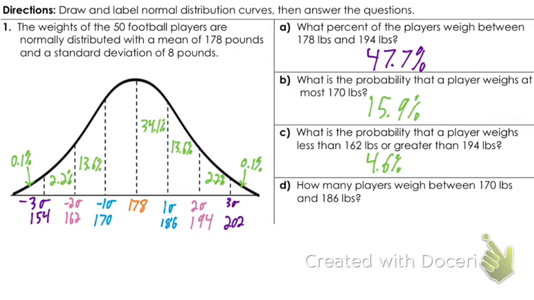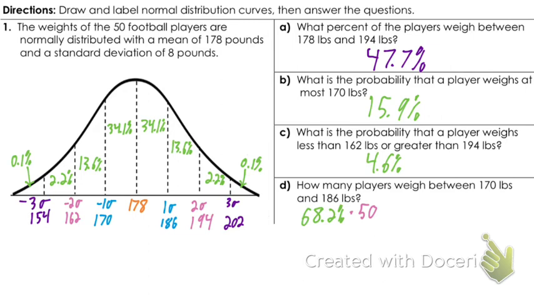Okay, letter D. How many players weigh between 170 and 186 pounds? In order to figure out how many players fall in this first standard deviation, 170 to 186, we first need to figure out the percent. So there's another 34.1% here according to the empirical rule. So how many percentage-wise weigh between that much? 68.2% of the players. How many players are there total? 50. So take 68.2% and multiply by 50.